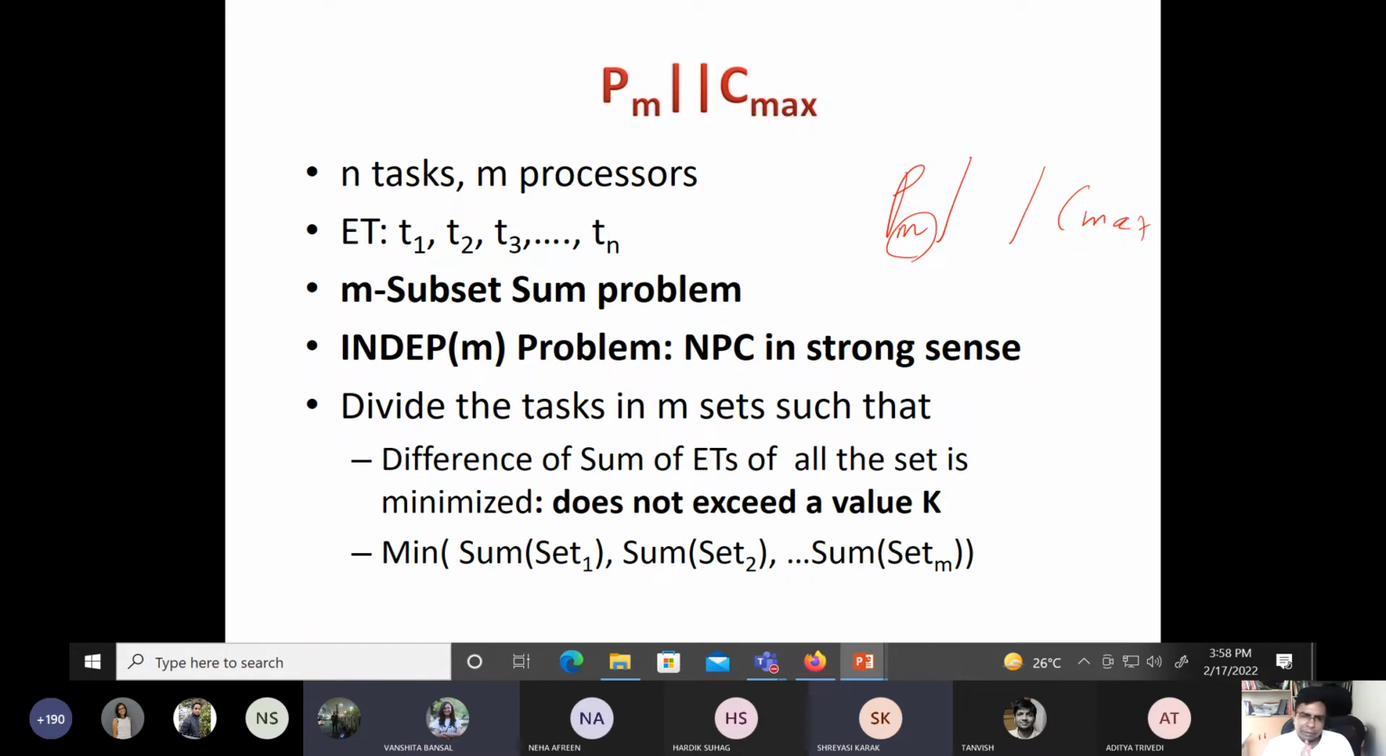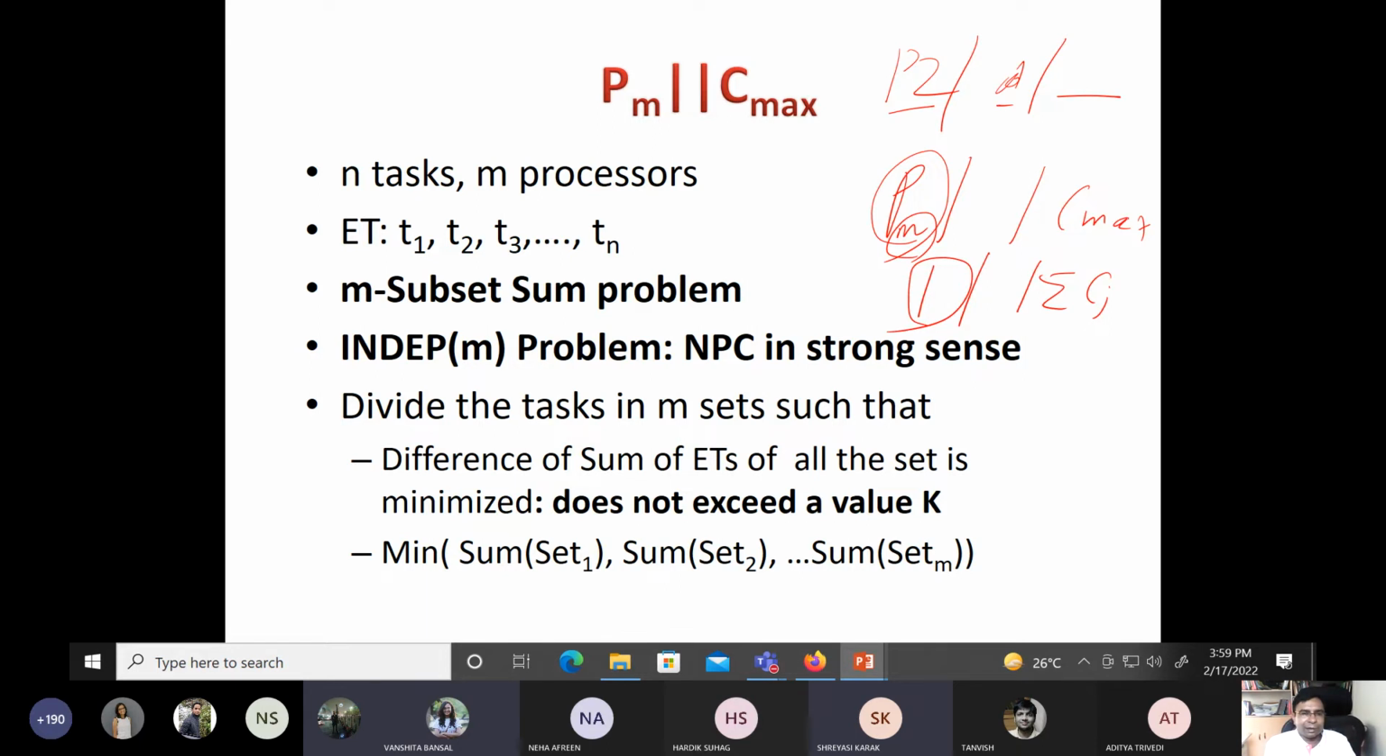PM means M number of processors, but this M is a small number. It is not 1, not 2. Whenever we write 1, that is a single processor. Whenever you write P2, that is 2 processors. Whenever you write PM, this M is a smaller number but not 1 or 2, maybe greater than 3, but not a very big number. So whenever I say PM Cmax, it means M processors, where M is a small number.